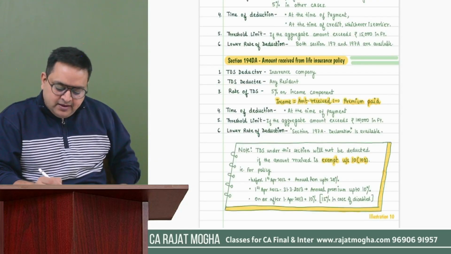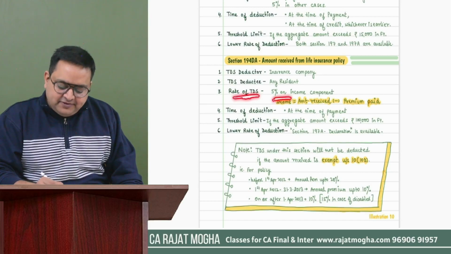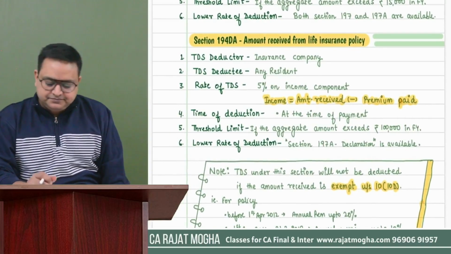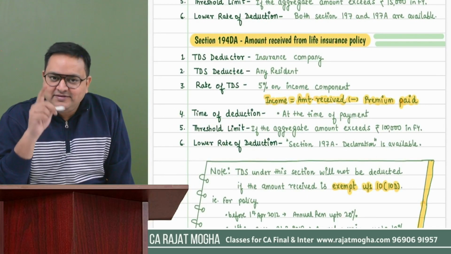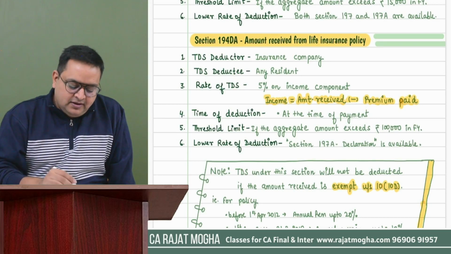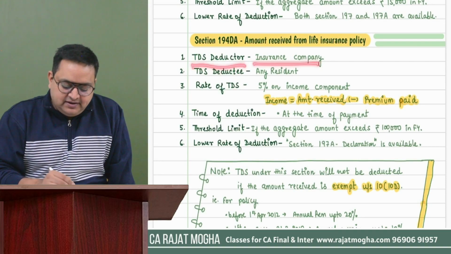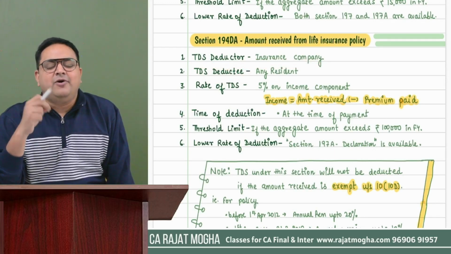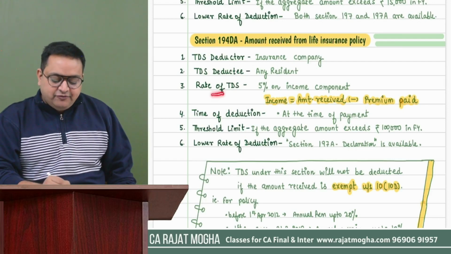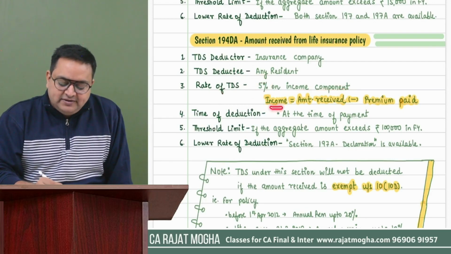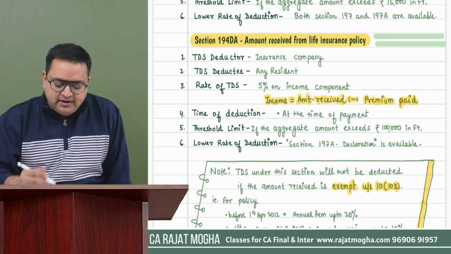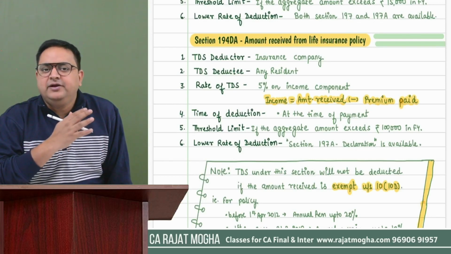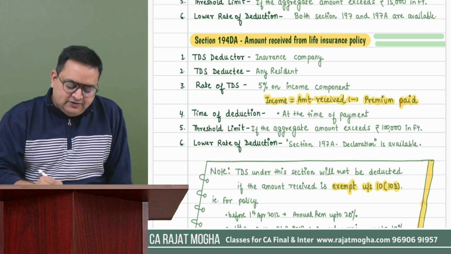Here it is mentioned that the rate of TDS would be 5% on the income component. On the income component, TDS will be deducted. Are you all getting this? Not on the entire amount. Please remember, this is important for examination. The TDS deductor would be the insurance company. The TDS deductee is any resident who is receiving the amount on LIC maturity. The rate of TDS is 5% only on the income component. What is the income component? The amount which you are receiving on maturity minus the premium you have paid during the entire tenure. Whatever premium you have paid during this policy, you can deduct that. So it is only on the income component.